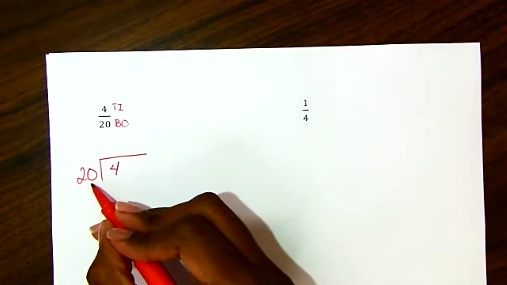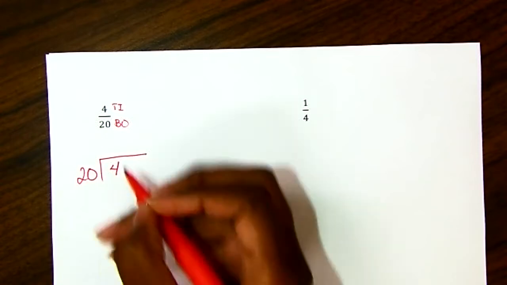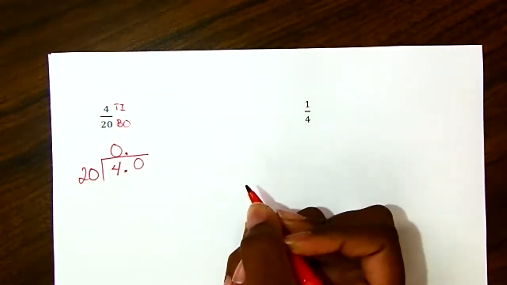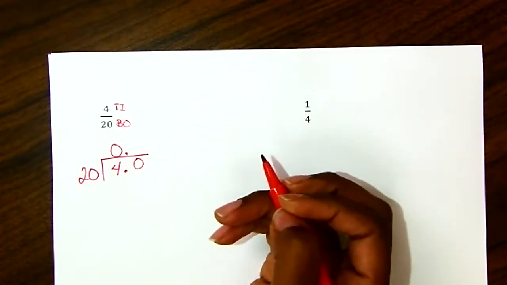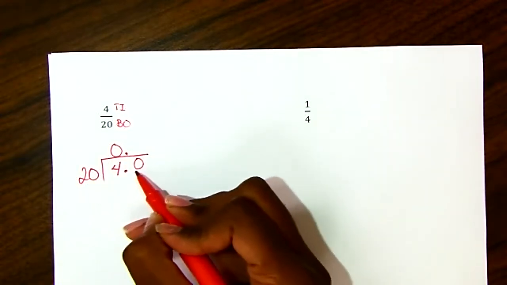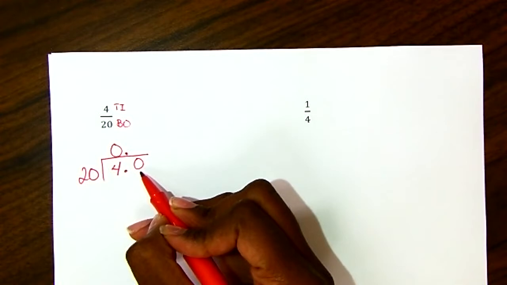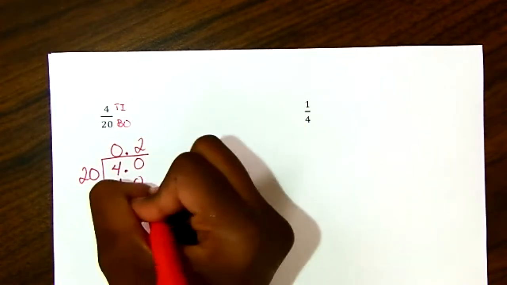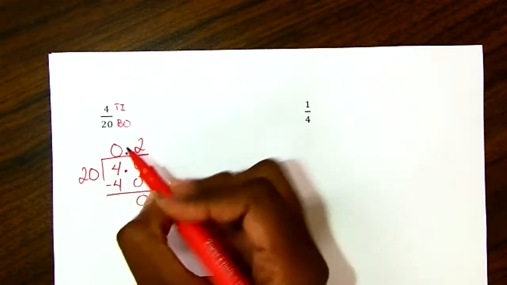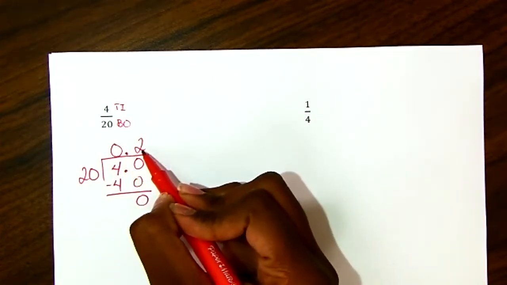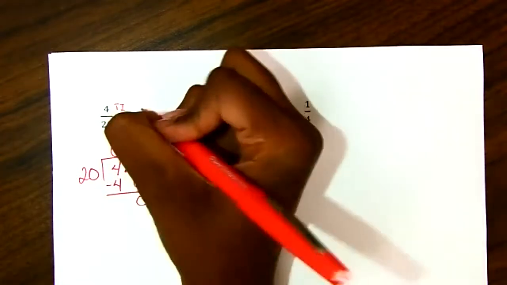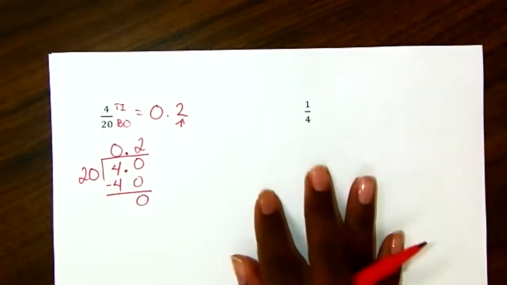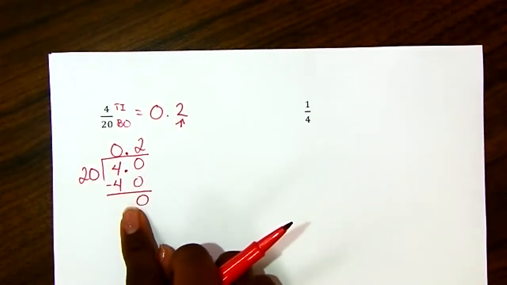I cannot divide 20 by 4, so I need to add a 0, decimal, decimal, 0. Notice a decimal is what we want. How many times will 20 go into 40? Good job, 2 times. Subtract, and I have nothing left over. So I have a decimal answer of 0.2, or the correct way to say it is 2/10 because the 2 is in the tenths position. So this is using division.